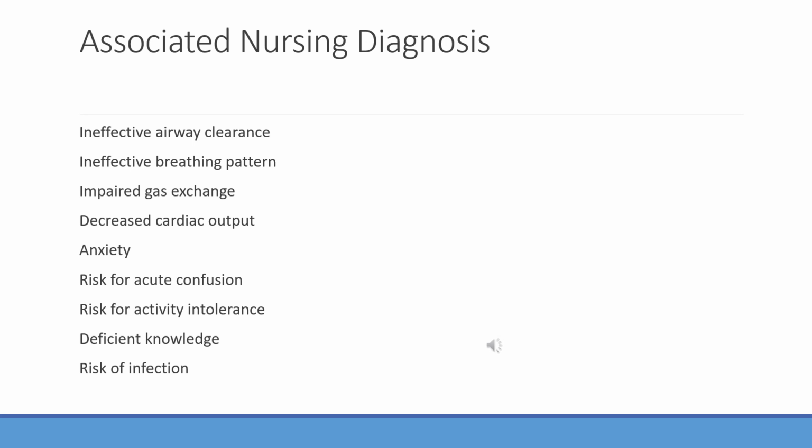So our main goal here is to maintain a patent airway, which means that we may have to do chest PT, physical therapy, to loosen secretions and move them into larger airways for removal by coughing or by suctioning. Make sure we are adequately hydrating them to help liquefy those secretions, and suction as needed to maintain that patent airway.